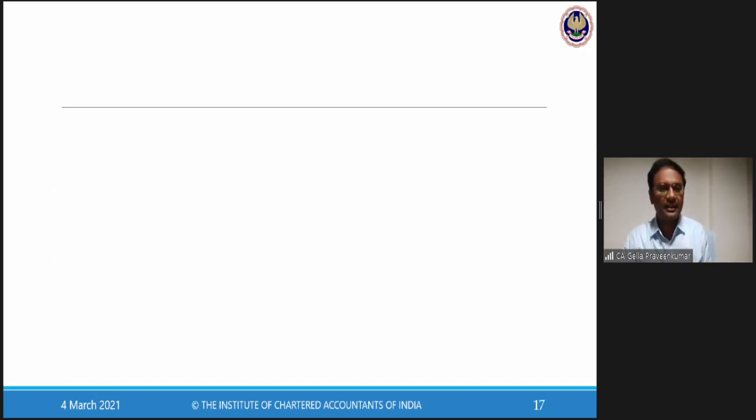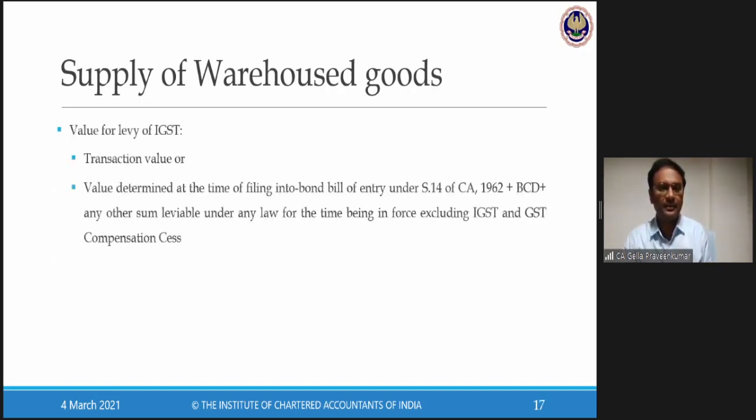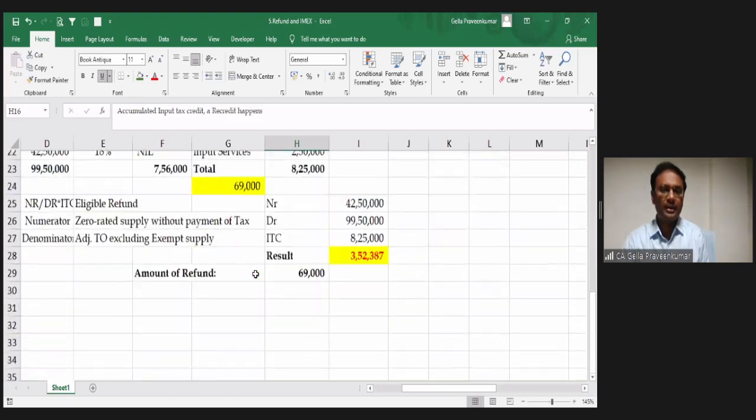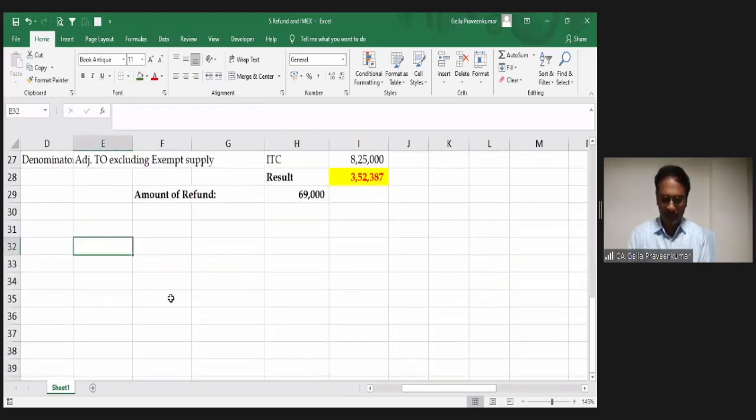Now let me see if I've given an example. No, I have not given an example. Let me come to my Excel file so that you can understand this in a better fashion. Hope you are able to see my Excel file. I'm talking about the warehouse concept.